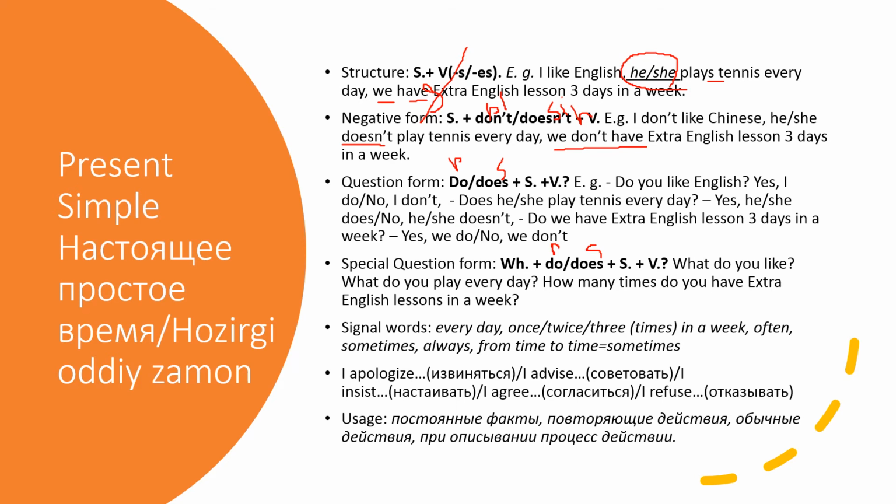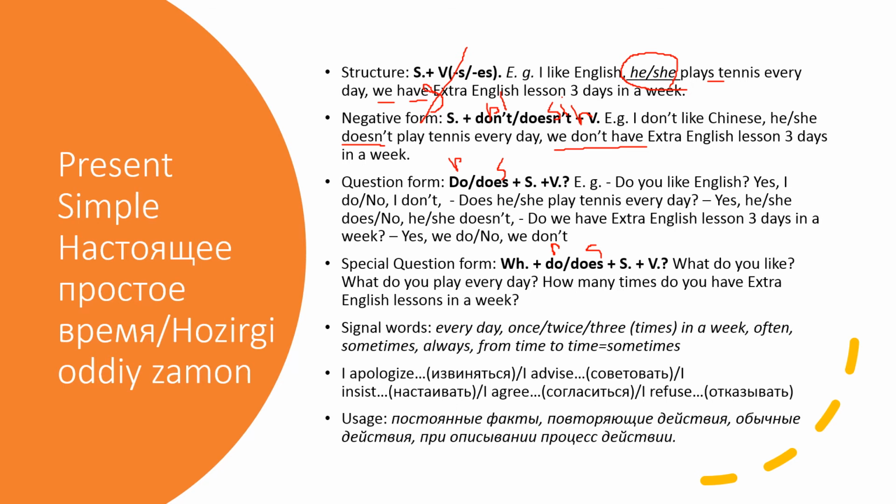Signal words. Every day, once, twice, 3 times in a week. Often, sometimes, always, from time to time. From time to time also means sometimes. Then, these verbs such as apologize, advise, insist, agree, refuse, are mostly used in this tense.